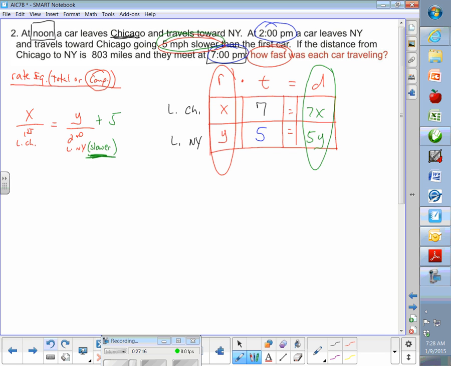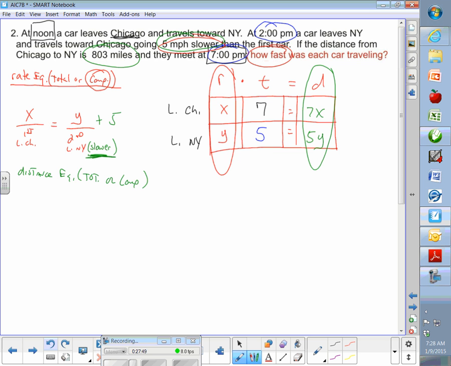Okay, now we need our second equation. Look at the problem. Our second equation is going to be a distance equation. And again, if you're a wise student, you're going to write distance equation. And you're going to write parentheses total or comparison. And then you're going to look back at the problem and look for something that talks about distance. All right, second line all the way to the right, if the distance from Chicago to New York is 803 miles.